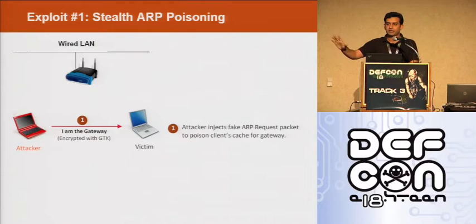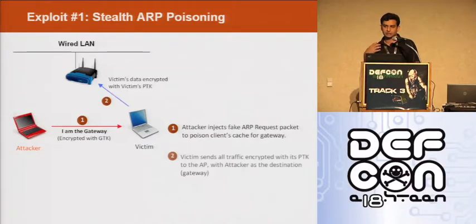So the attacker becomes the gateway of the network for that client who receives that packet, and after that all traffic generated from that victim is going to be destined to this new gateway, who is the attacker. So the victim sends all its packets to the access point, encrypting them with its own private key, which is known to this user and the access point. So the access point will be able to decrypt those packets.